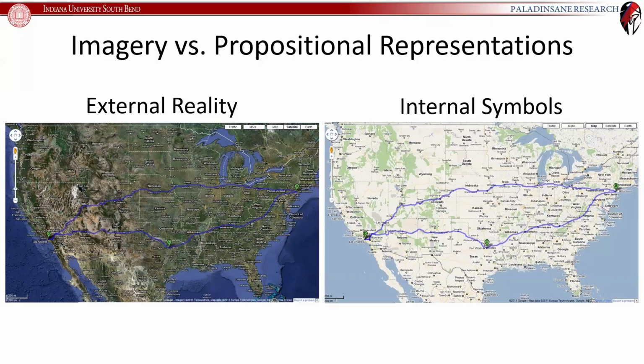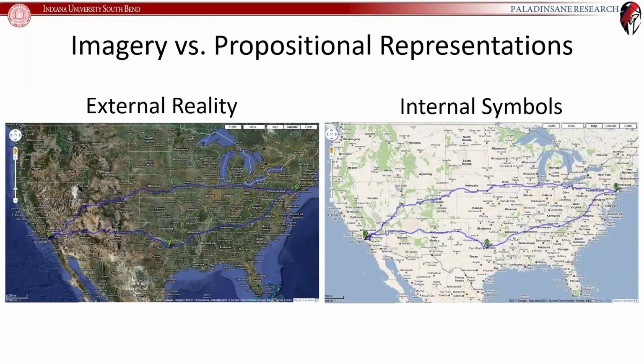We're not suggesting at all that you have a map in your brain, that if you're thinking about the layout of the United States and somebody was to freeze your brain and then slice it open, they would see a map in there somewhere. That's not what we're talking about.